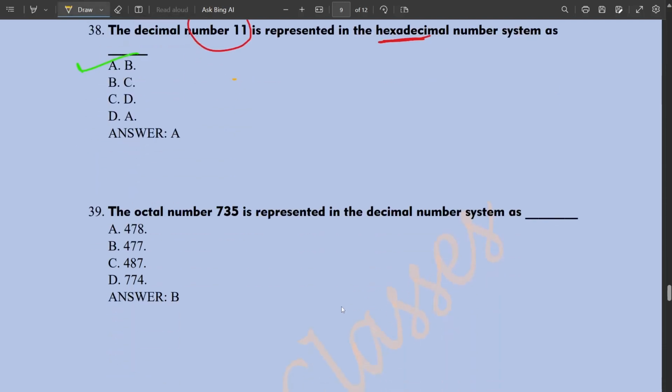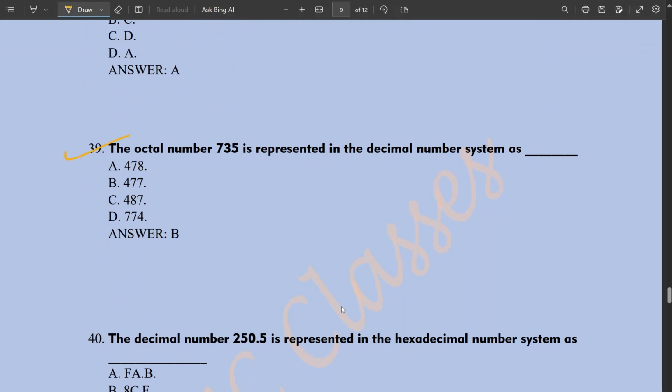Next, the octal number 735 is represented in the decimal number system as 477. Okay. If you don't know how to convert numbers decimal to binary, decimal to octal, decimal to hexadecimal, go and watch the full video related to number changing.